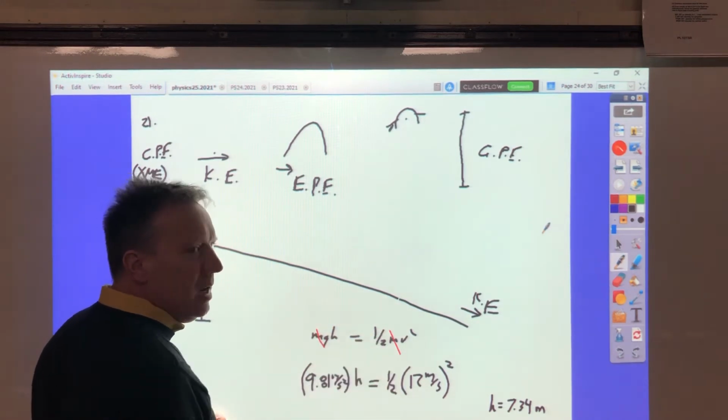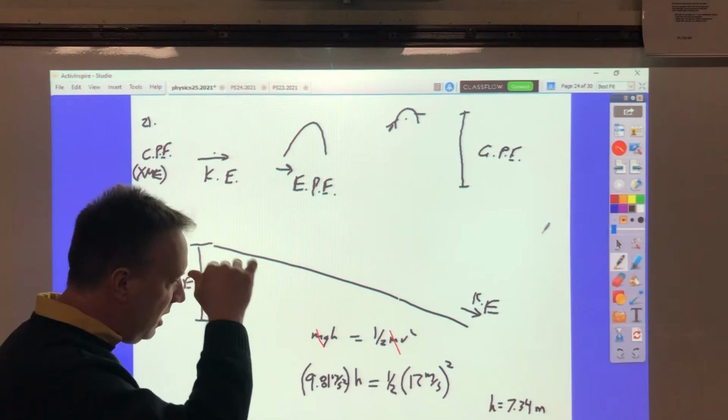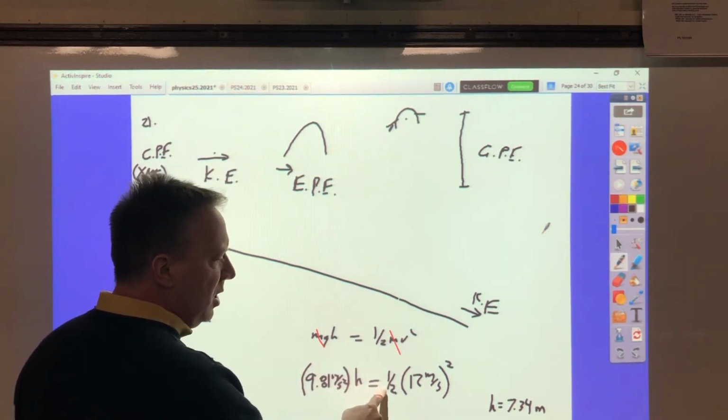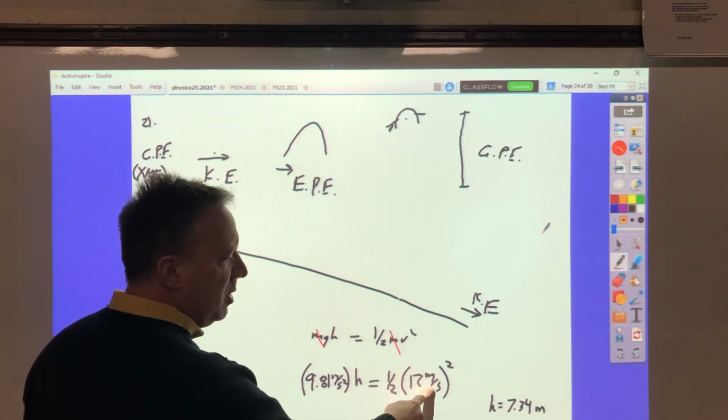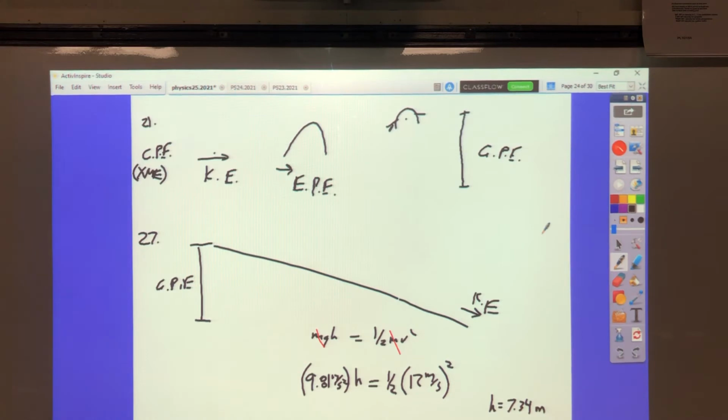Doesn't matter the mass. Shouldn't matter very much, like in a bobsled, where you put the mass or anything like that. Mass cancels. You just got g times h equals 1/2 v squared. You know you're going 12 meters per second. It works out to 7.34 meters. Yeah, sounds right.